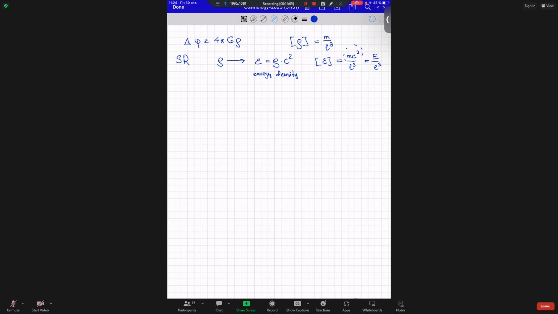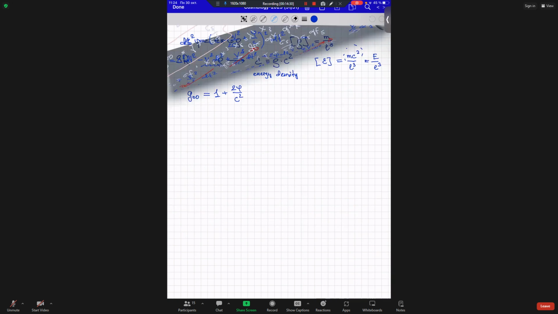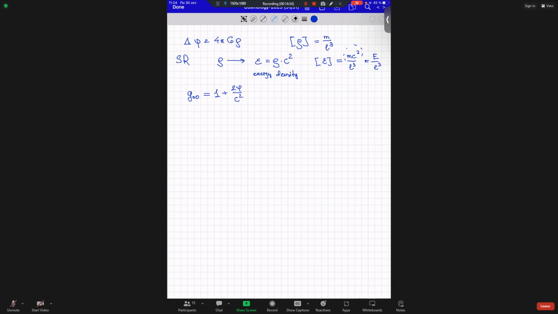Also, I will now take into account this expression of the metric tensor, which corresponds to the case of the weak gravitational field, what we did before: 2 phi divided by c squared. And I will consider the Laplace operator. I put the Laplacian of g00. From this expression on the left, I can immediately see that this will be 2 divided by c squared times the Laplacian of phi.